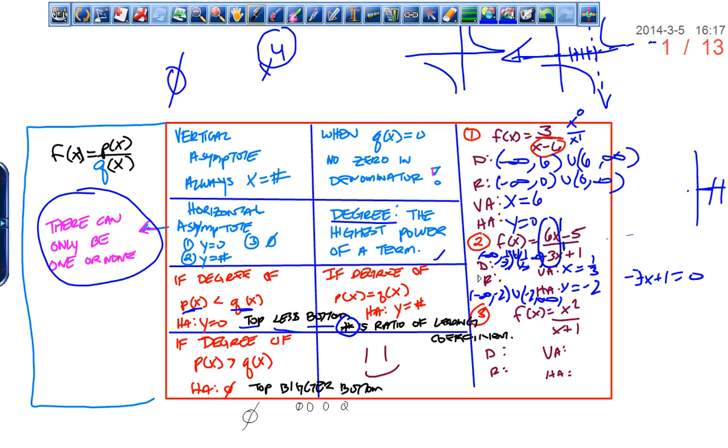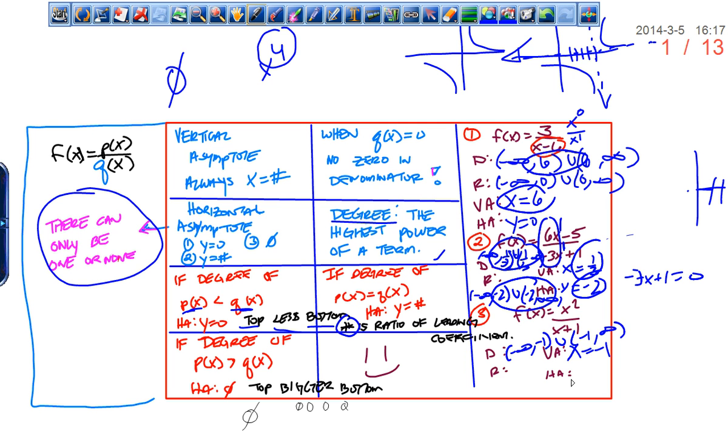All right, and as you can see, our domain and our vertical asymptote: 6 and 6, then 1/3 and 1/3, and for the horizontal asymptote, negative 2 and negative 2. Those numbers are always going to be the same. Last one: vertical asymptote is negative 1. So that means the domain is everything but negative 1: negative infinity to negative 1, union negative 1 to infinity.